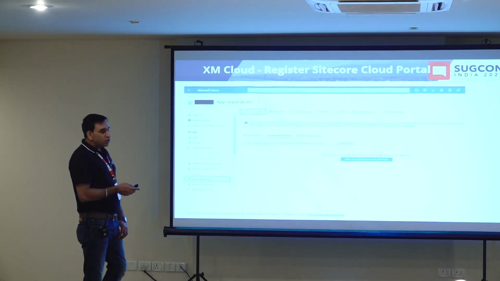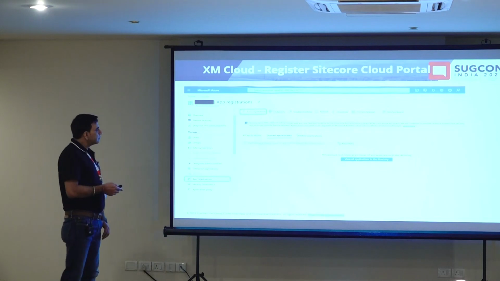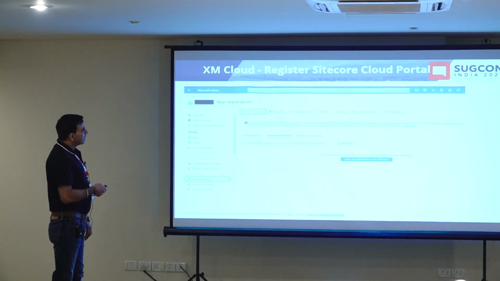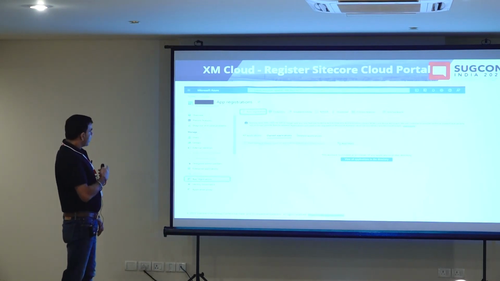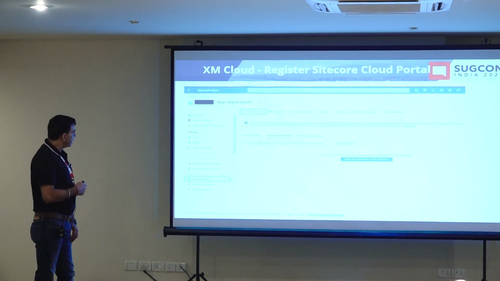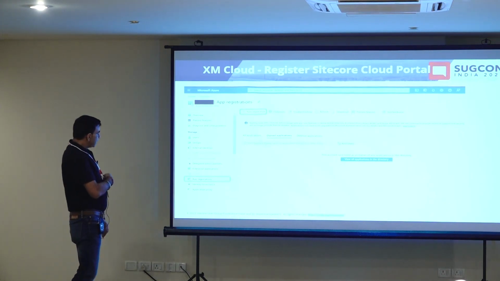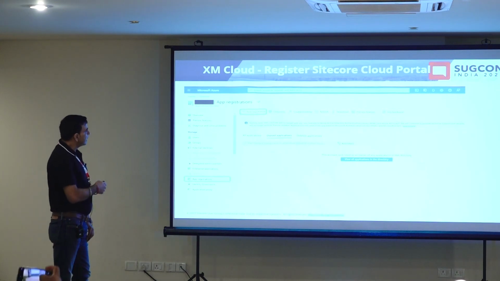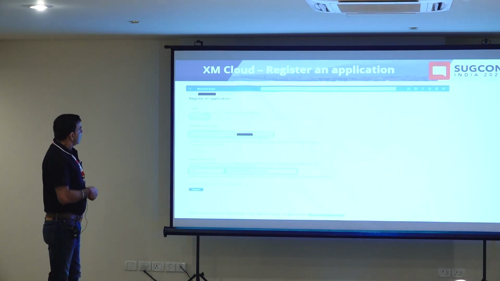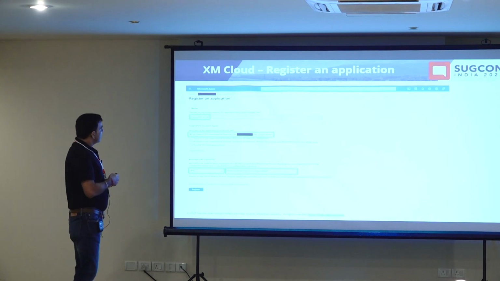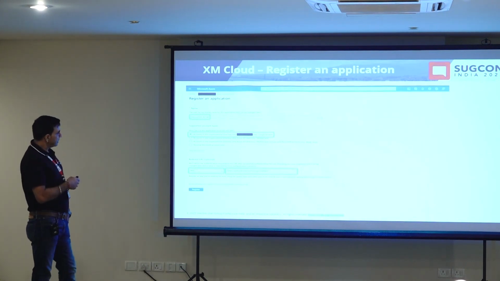For example, you have landed on your Azure portal over here. You have to set up your application over here. In the left pane, you have to select the app registration, and you can create a new registration. You will land on this page, and here you have to enter a couple of things.